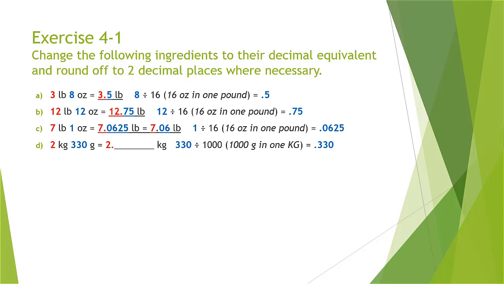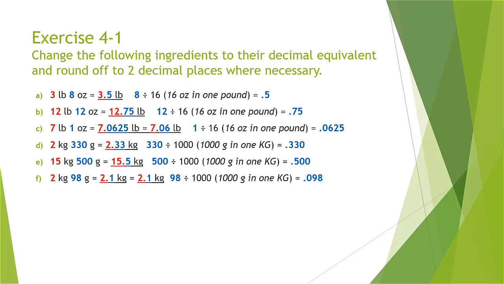So of course we divide the two. We end up with decimal 330. We put that together, and as we round it off to 2 decimal places, we simply drop the 0. We end up with 2 decimal 33 kilograms. Then we just add the next 2 because it's relatively easy, 15 kilograms and 500 grams. Again, the 15 no-brainer part. 500 divided by 1,000 is 1/2, or decimal 5. We end up with 15 decimal 5 kilograms.